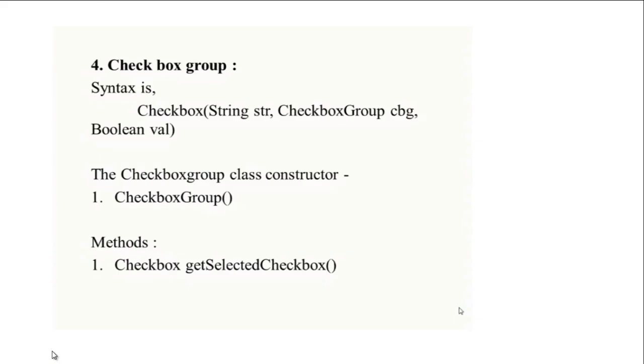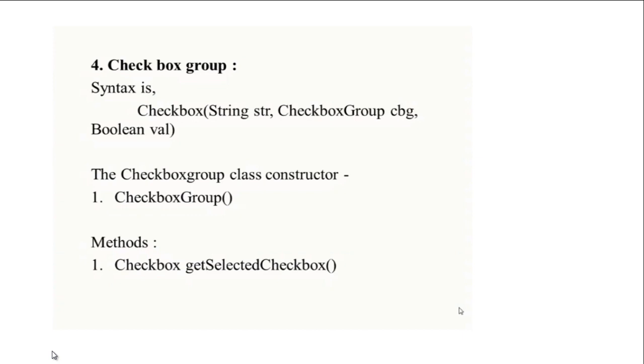Then the next control is the checkbox group. Here we can see the syntax for this checkbox group: Checkbox(String str, CheckboxGroup cbg, boolean value). It means that in a checkbox group we can select only one checkbox at a time. Here we cannot select multiple checkboxes. So this checkbox group is also called a radio button. So this is the syntax.